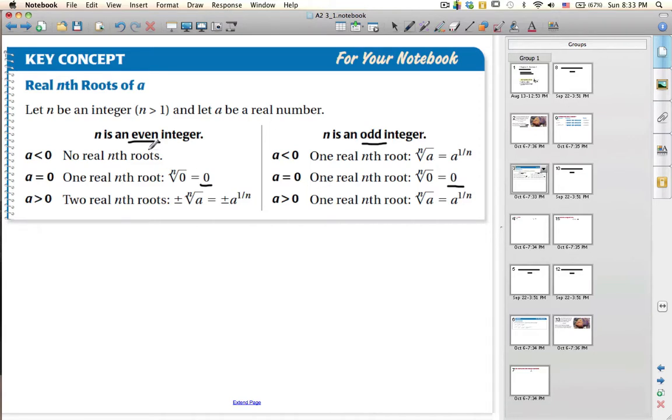And when my index is even and my radicand is greater than 0, it's a positive number, then I have two real nth roots. Whereas if it was an odd index, then I would have only one real nth root. And this is similar to what you found in terms of solving by taking square roots, solving by taking cube roots. We've already sort of discussed this idea.